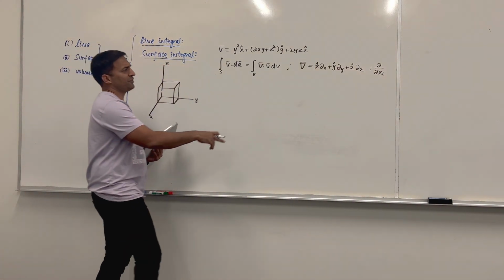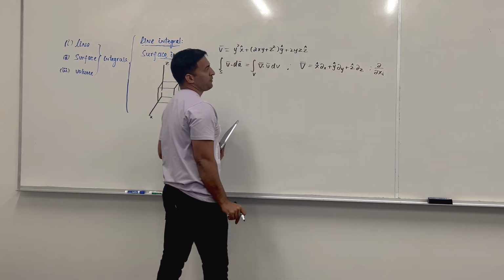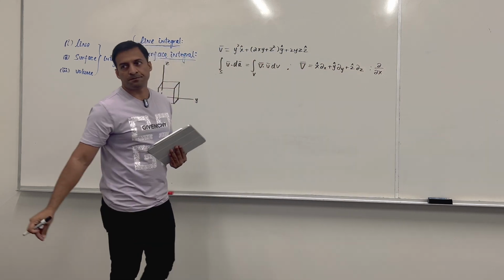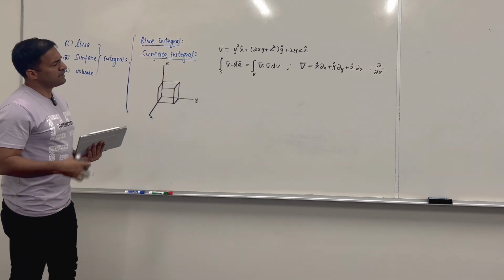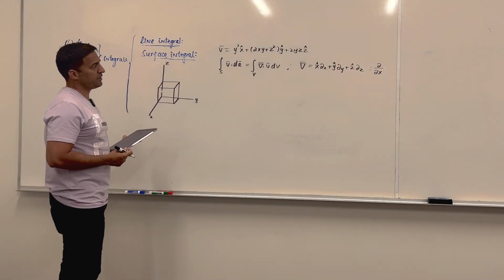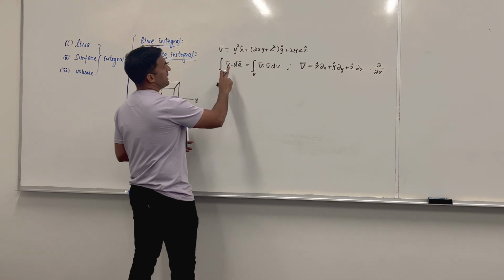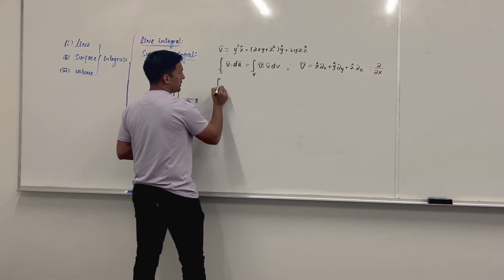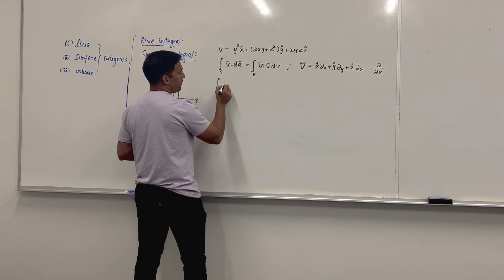It just represents the first, second, and third term. Okay, let's write it like this: partial by partial x, y, z in general. So if we take, let's calculate this right hand side first. So this will be the volume integral.